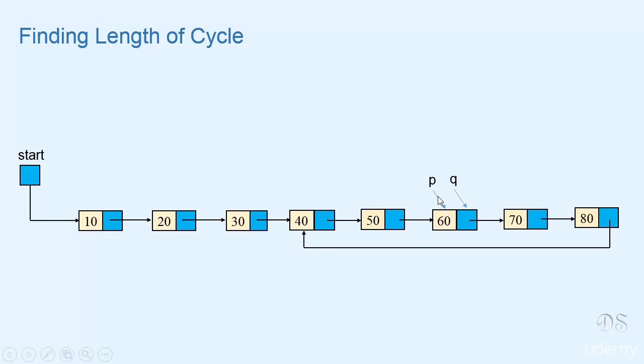So we'll fix this pointer P and we'll move this pointer Q. And the number of times this Q moves will give us the number of nodes in the cycle, because this Q will visit one full cycle before meeting this P again. So let's move this pointer Q.